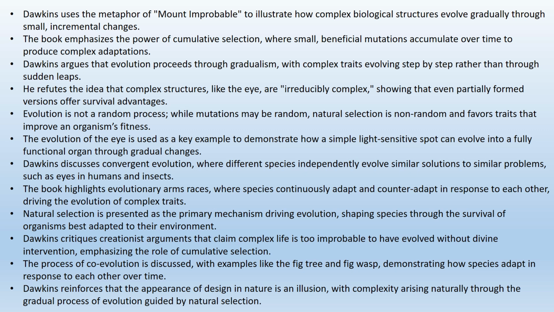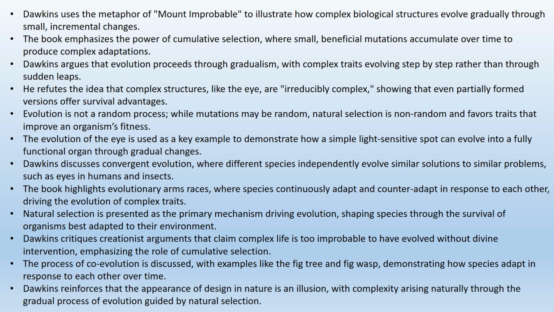Each small improvement in an organism's fitness increases its likelihood of survival and reproduction, and thus its chance of passing on those beneficial traits to the next generation. Dawkins also refutes the idea that certain biological structures, such as the eye, are irreducibly complex and could not function unless fully formed. He demonstrates that even a partially formed eye can provide an adaptive advantage, such as detecting light and shadow, which would be enough to favor its development through natural selection.